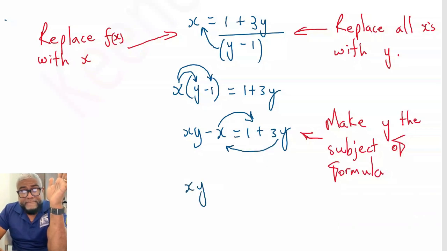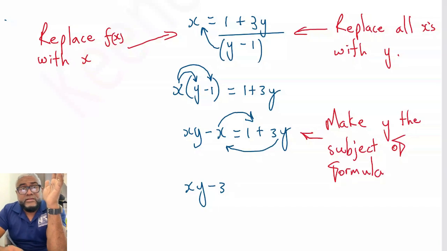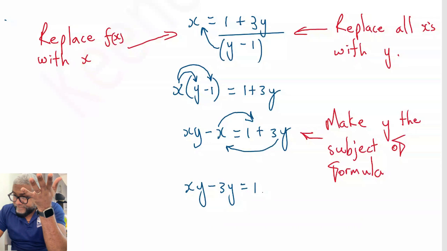So it would be xy minus 3y, because if I add 3y on the right, what do I do with it on the left? Take away. So this will be minus 3y is equal to 1, which did not go anywhere, so I'm going to put back the 1. Right, Amani? And when x comes to the right, what do I do with it?